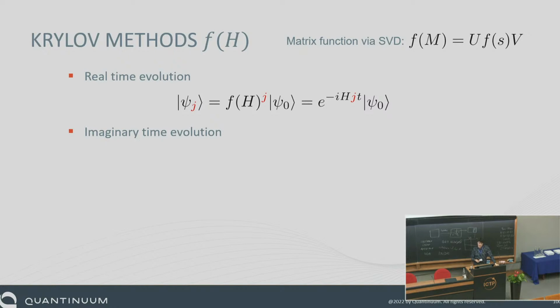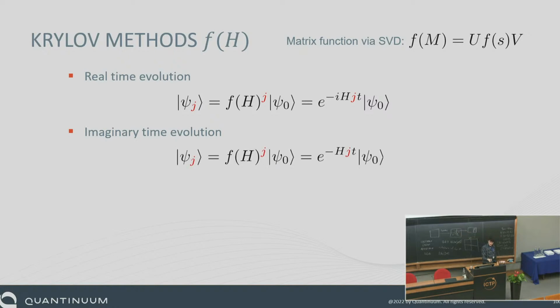And if anyone's confused about what the function of a matrix is, the function of a matrix is defined through the singular value decomposition, where the function acts on the singular values. If you think about it, SVD is just a rotation, a scaling, and a rotation. So you can just act on the scaling part, and then the rotation will be fine on each side.